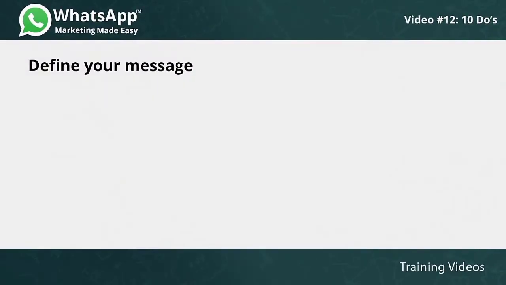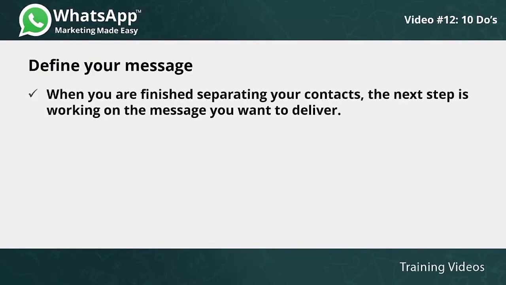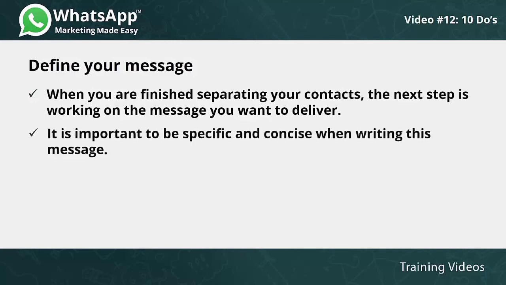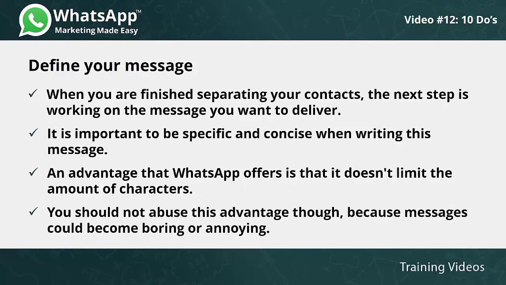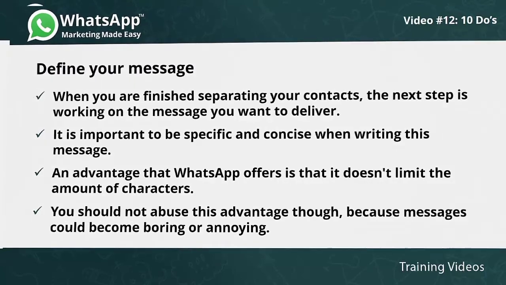Define your message. When you are finished separating your contacts, the next step is working on the message you want to deliver. Define the message you want to communicate, the type of message, and to whom it is addressed. It is important to be specific and concise when writing this message, so your customers can be enthralled and will not lose any interest. An advantage that WhatsApp offers is that it doesn't limit the amount of characters. You should not abuse this advantage, though, because messages could become boring or annoying.